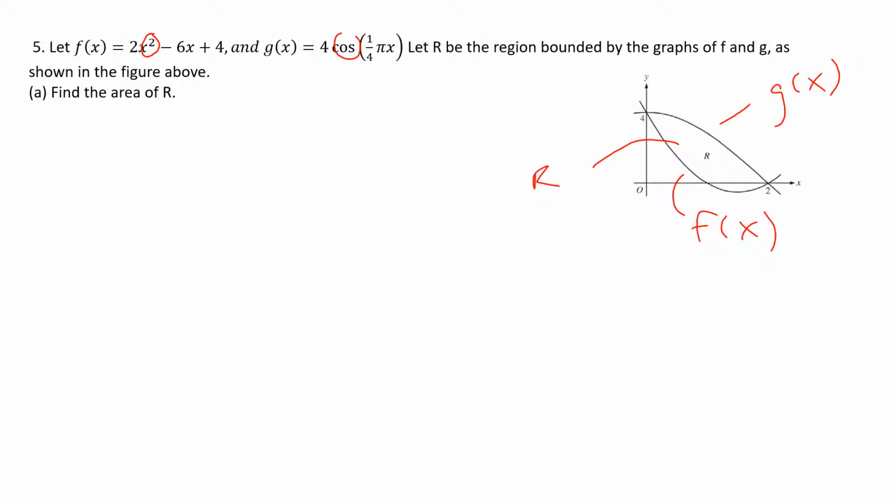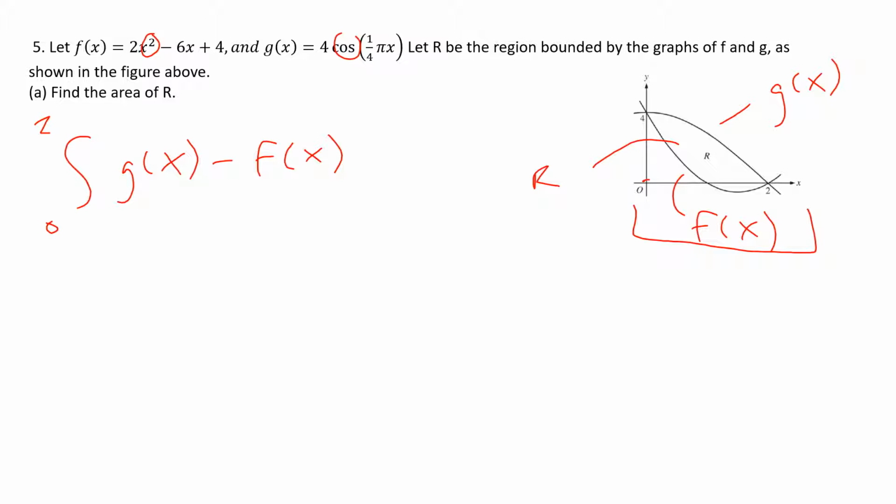So let's do it. We're going to be taking this integral, and our limits are going to be from 0 to 2. Thankfully, they gave me the points of intersection that I needed. So from 0 to 2 of this top curve, g of x, minus f of x. This is going to be difficult, especially by hand. It's a lot of antiderivatives to look into.